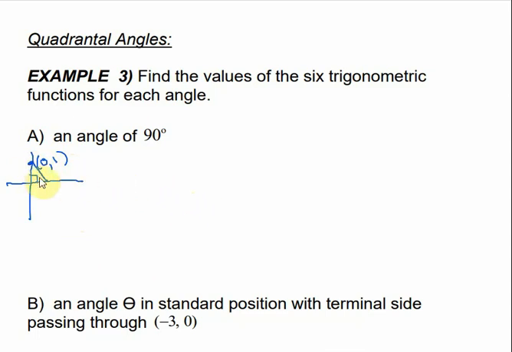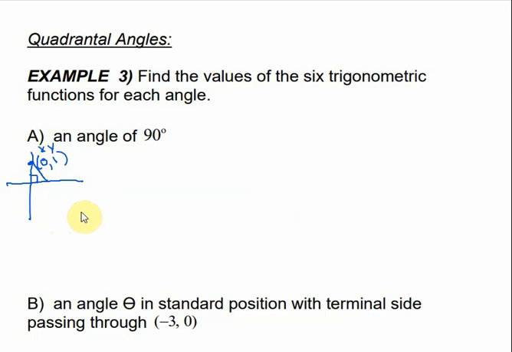It could be 0, 1, 0, 2, 0, 3, any point, and you could use, of course, fractions of numbers too. You could have it at 1.5. I don't know why you would want to do that, but I'm going to choose 0, 1 for our point that's lying on the terminal side. So if that's the case, to find the 6 trig functions, this is my x and this is my y. So let's find r.